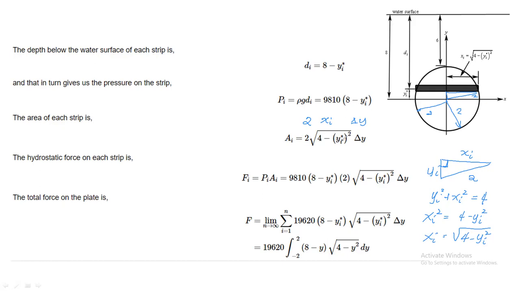So you just multiply these two. The pressure and the area is equal to the force. So 9810 times the quantity 8 minus y sub i asterisk, and multiply to this entire thing. If you want to know the hydrostatic force, you need to integrate the hydrostatic force acting on this entire circular plate submerged 6 meters or feet below the water surface. So what was done is this.